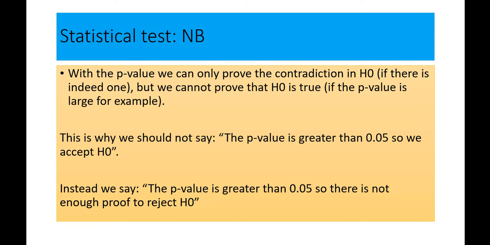With the p-value, we can only prove the contradiction in H0. That's an important point. But we cannot prove that H0 is true. If you have a great p-value, it doesn't mean that H0 is totally true, that the mean of the world population is 62.3 kilograms. You can only make a proper conclusion of rejecting H0 if the p-value is less than 0.05, less than 5%.